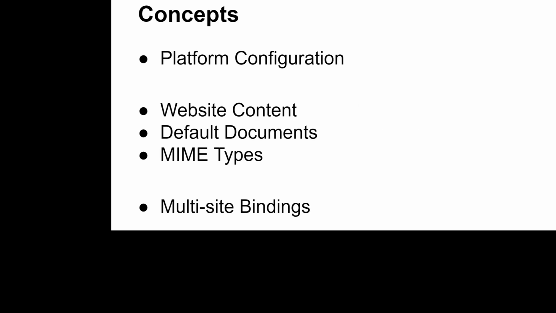The things that we'll be talking about will be platform configuration for both IIS and for Apache. We'll look at the website content. We'll cover again the default documents, look at MIME types, and how to configure multiple websites to each of our servers and the different methods that we have to do that. So this week we'll start off with IIS, and let's take a look.